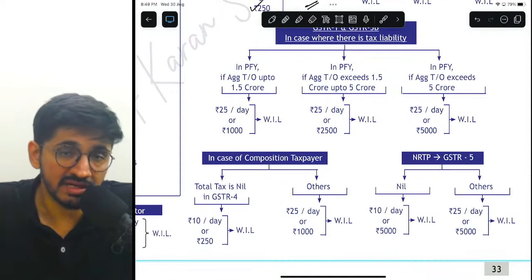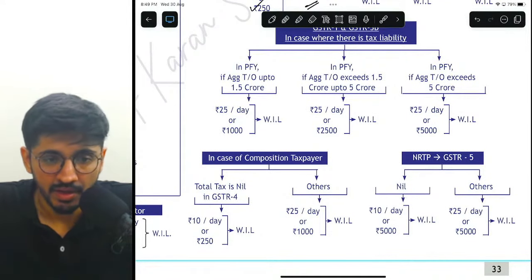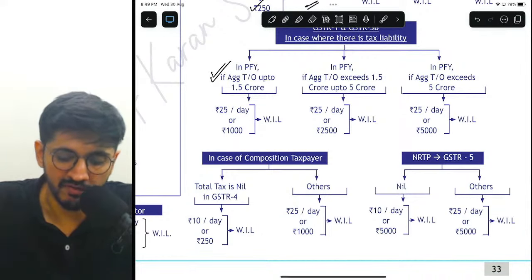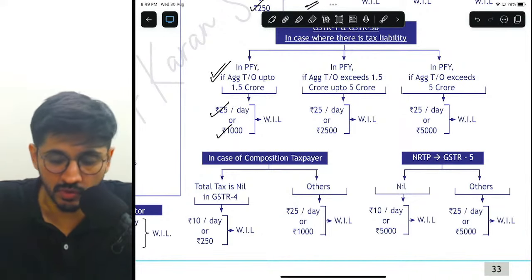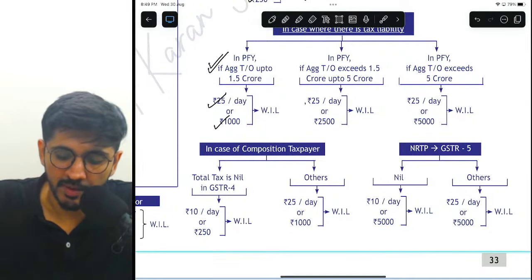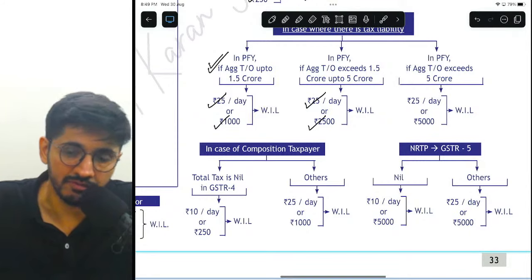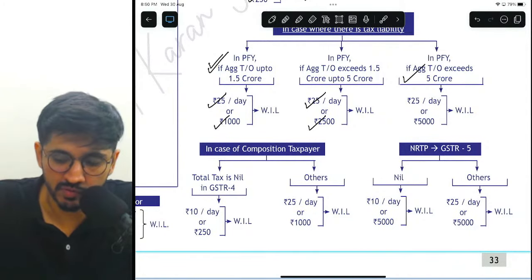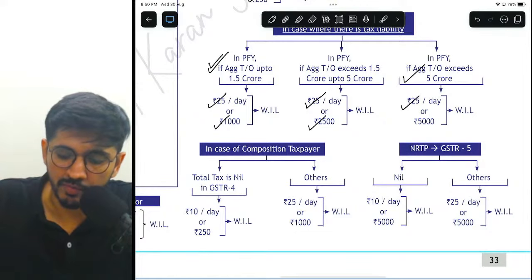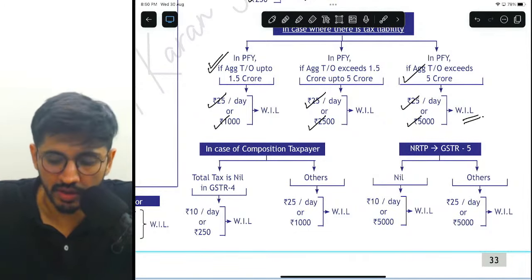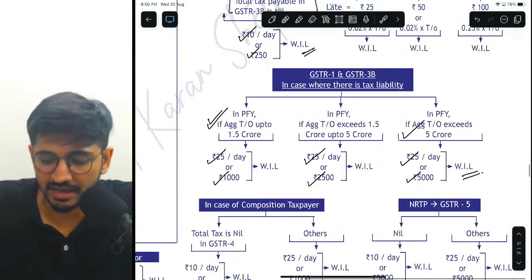Then in the preceding financial year, if the aggregate turnover is up to 1.5 crores, the late fee will be 25 rupees per day or 1000, whichever is lower. If it is more than 1.5 crores but up to 5 crores, it is 25 rupees per day or 2500, whichever is lower. If it is beyond 5 crores, my dear friends, then it will be 25 rupees per day or 5000, whichever is lower. Is that very clear? Correct.